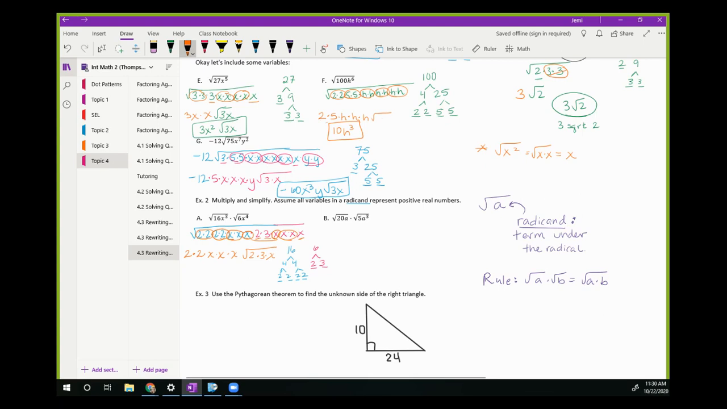All right, so everything that's on the outside I multiply together, everything that's on the inside I multiply together. 2 times x times x times x gives me 4x cubed. And then 2 times 3 times x gives me 6x.